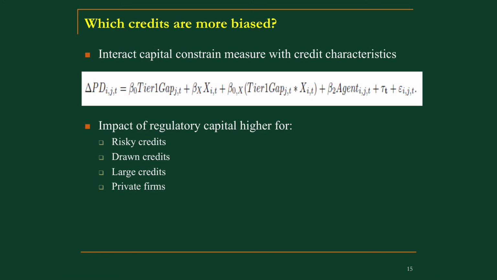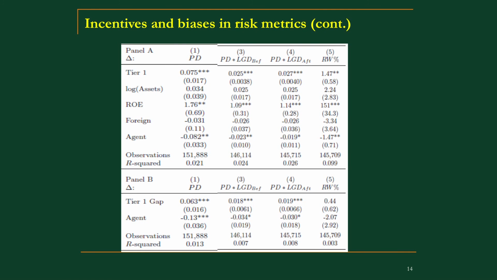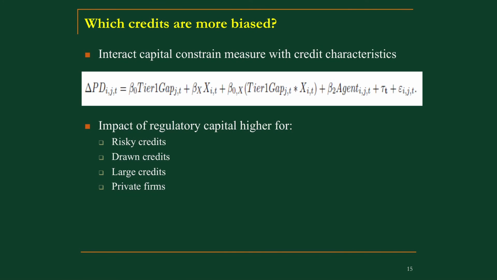So it's not just specific to the Tier 1, so it's robust. And by the way, I should focus on this, because I'm going to come back, this is at the credit level analysis. Okay? And then we go one step further.